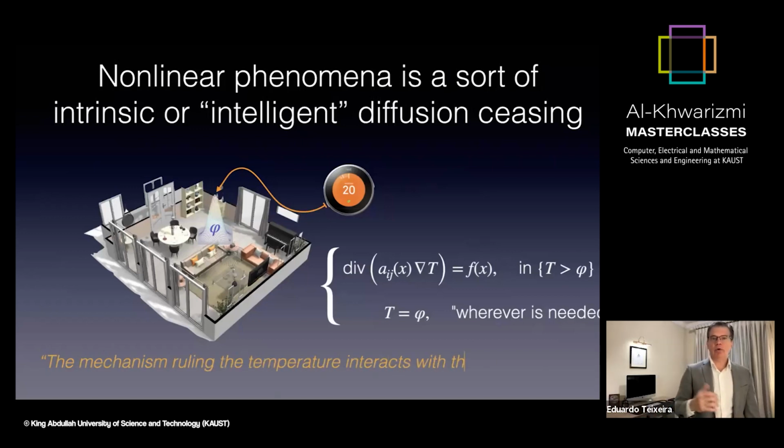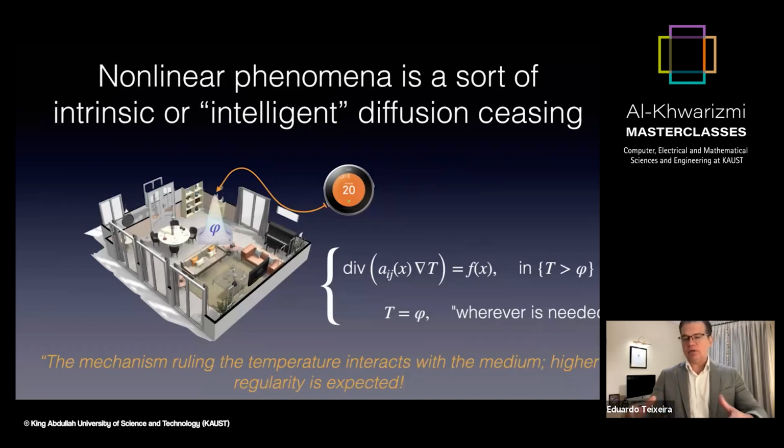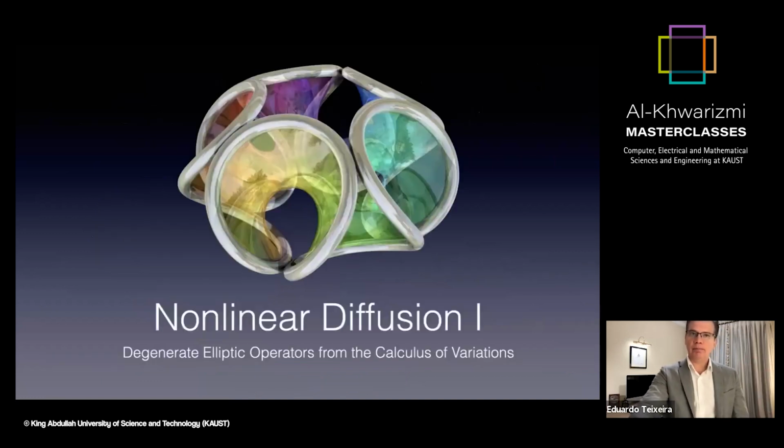So the mechanism ruling the temperature interacts with the medium, and therefore a higher regularity is expected on this boundary, where the temperature needs to be adjusted, in comparison with the cooling problem.